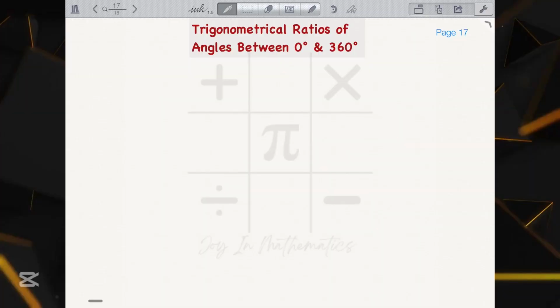We want to take a look at the trigonometrical ratios of angles between 0 degrees and 360 degrees. Before we continue, let's take a quick recap of what we have learned so far. We have learned about the quadrants, that we have 4 quadrants: the first quadrant, the second quadrant, the third quadrant, and the fourth quadrant.